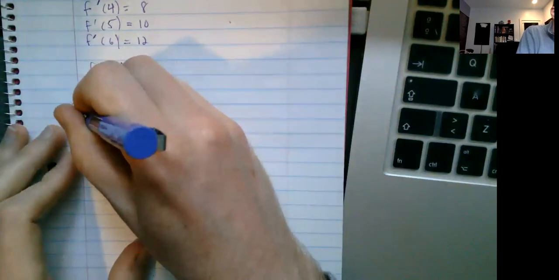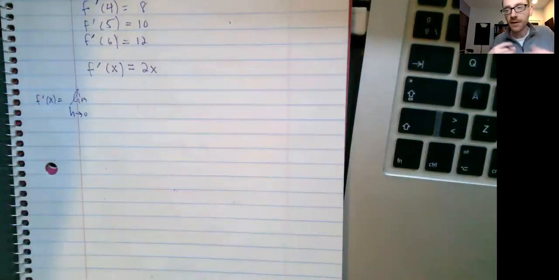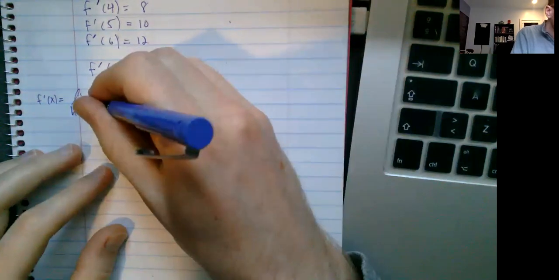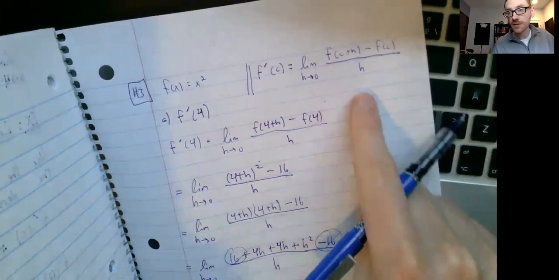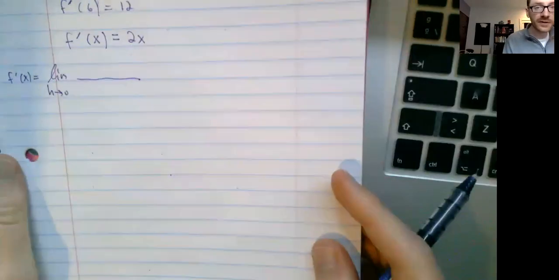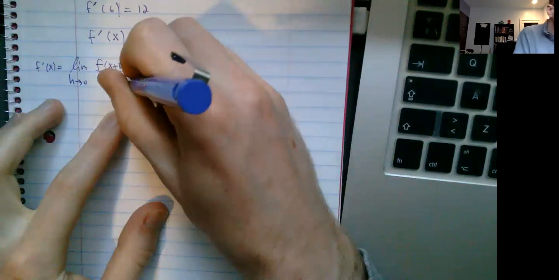So, limit as h approaches 0. If you want to compute f prime of x, so this is the derivative at any point x, not the derivative at a specific point like 2 or 3 or 4 or 5 or 6, but the derivative in general, you're going to use the same formula that we used over here. It's the same formula, limit as h goes to 0, f of c plus h, and so on. The only difference is that instead of replacing c with a specific number like 4 or 5 or 6, you're going to replace c with x. And if you do so, that's what you get.